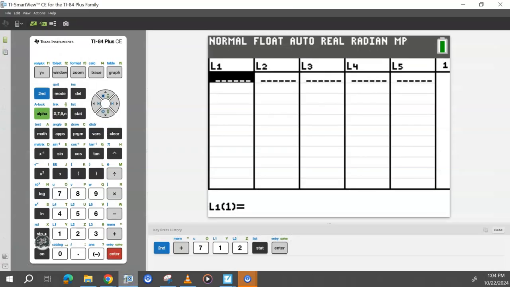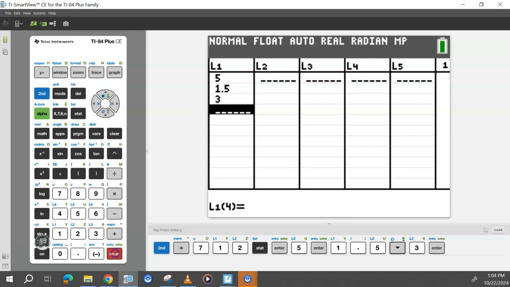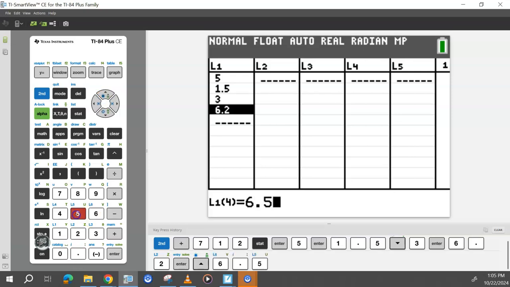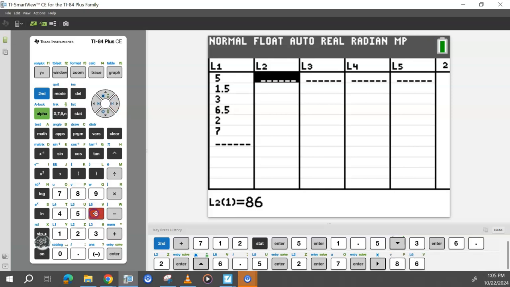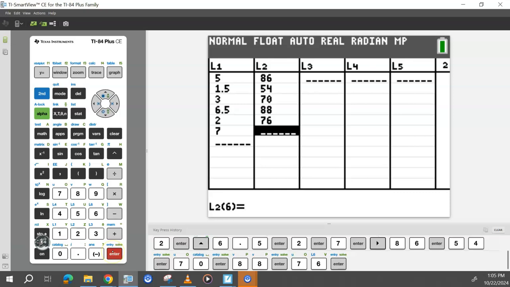So we're going to put all the x values in L1. You can either type it and press enter, or you can type it and go down. Fill out your x values. If you arrow over to the right, it will let you start putting it in L2. How do you go to the next one? Oh, no. Arrow. There you go.